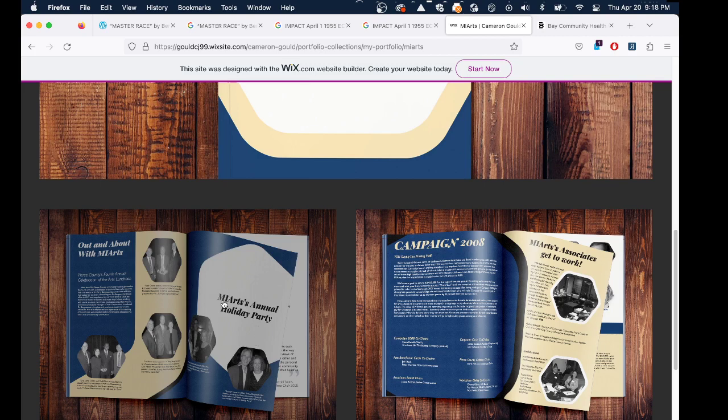Or maybe fill this in with tan. I don't know. Right now, the focus is right there, and I want it over here. But either way, it's still a good spread.